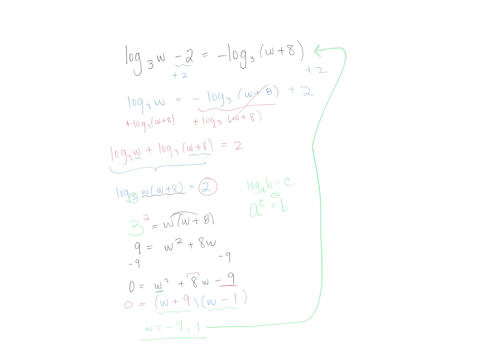And to be all good means that we don't take log of a negative number. So when we see that we have w equals negative 9, if I plug it in right here, we would be taking log of a negative number. So that one won't work. Log of 1, that's okay. And then 1 plus 8 is 9, that's okay. So our only answer here would be w equals 1. That other answer, negative 9, would be extraneous.